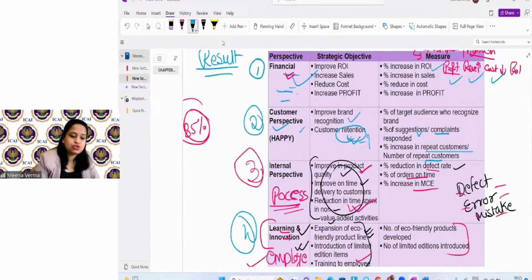You have to focus on improving the customer happiness. Customer should be happy. Internal process should be improved. And employee should be happy, right? You should focus on all these things, right?